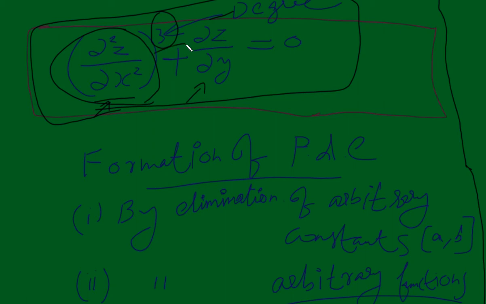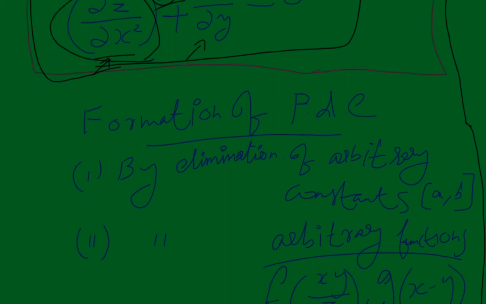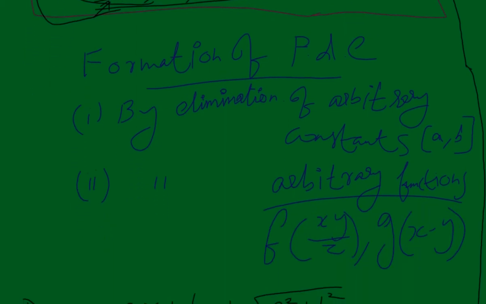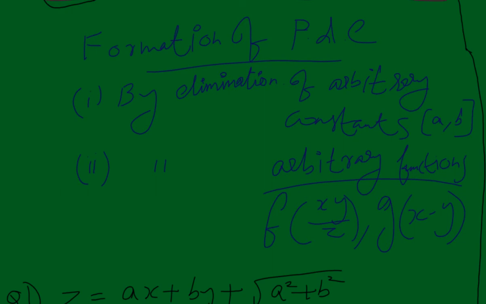Forming a partial differential equation is done by two methods: the elimination of arbitrary constants such as a and b, which we will discuss in the questions, and the elimination of arbitrary functions such as f of x, y, z or g of x minus y. In some cases both f of x and g of y will be present. We will discuss in detail in the other questions.